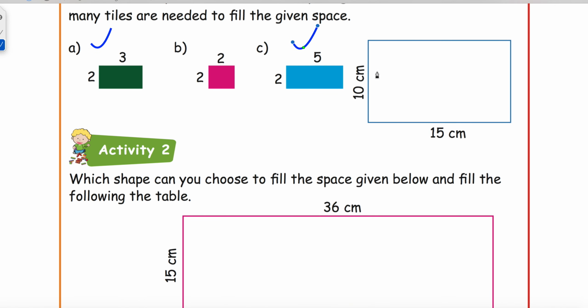When you are filling with a rectangle, you should choose a rectangle only. Square will not fit.